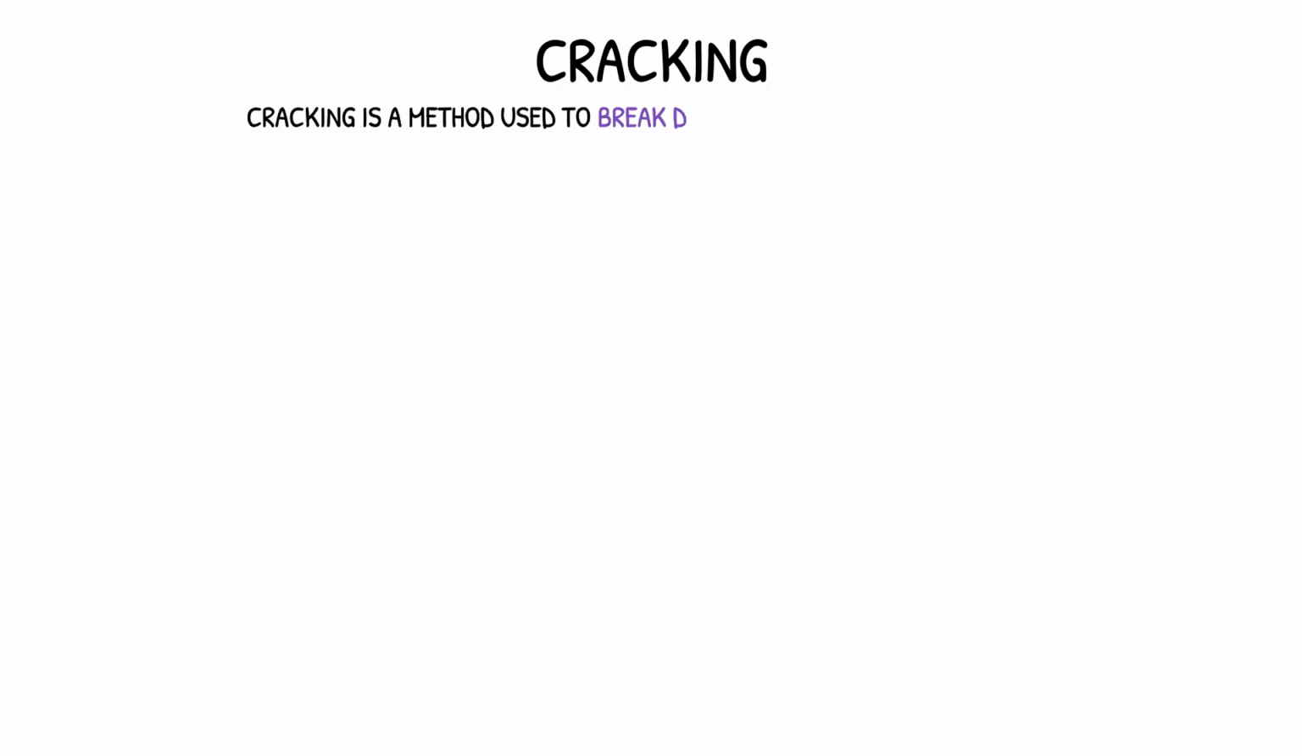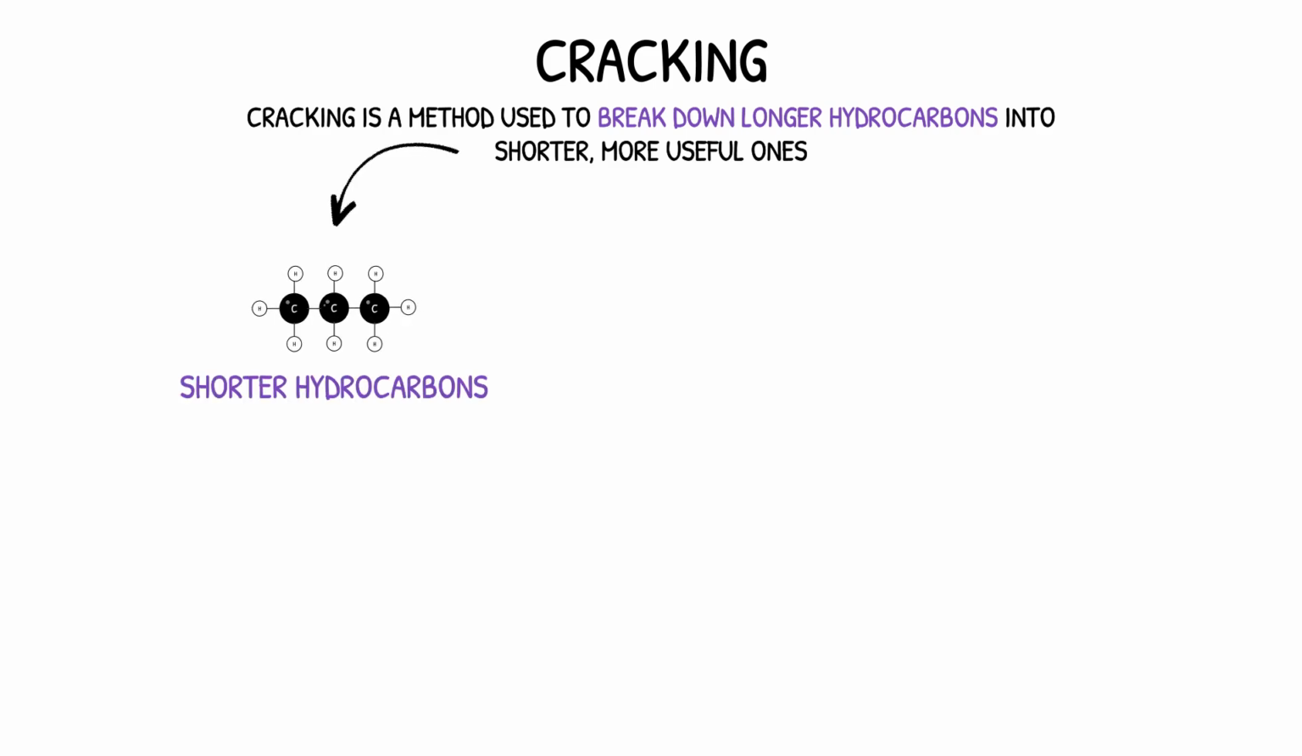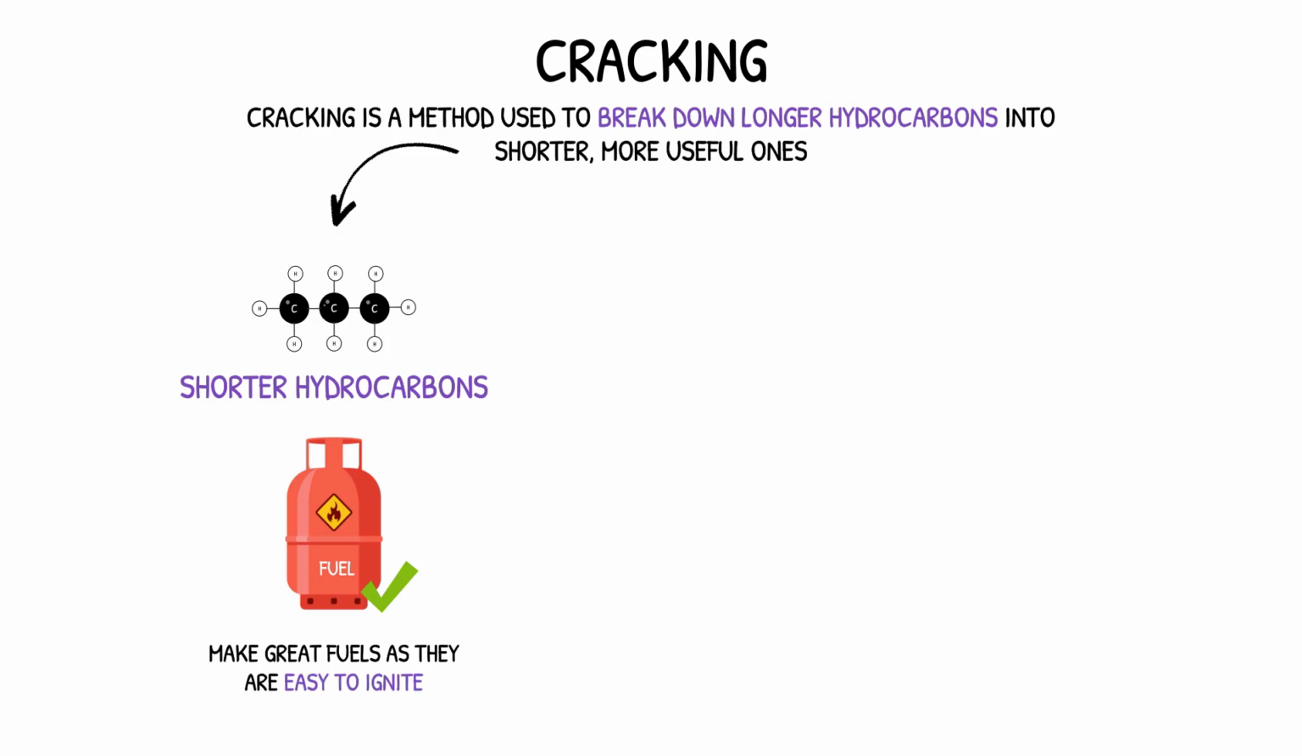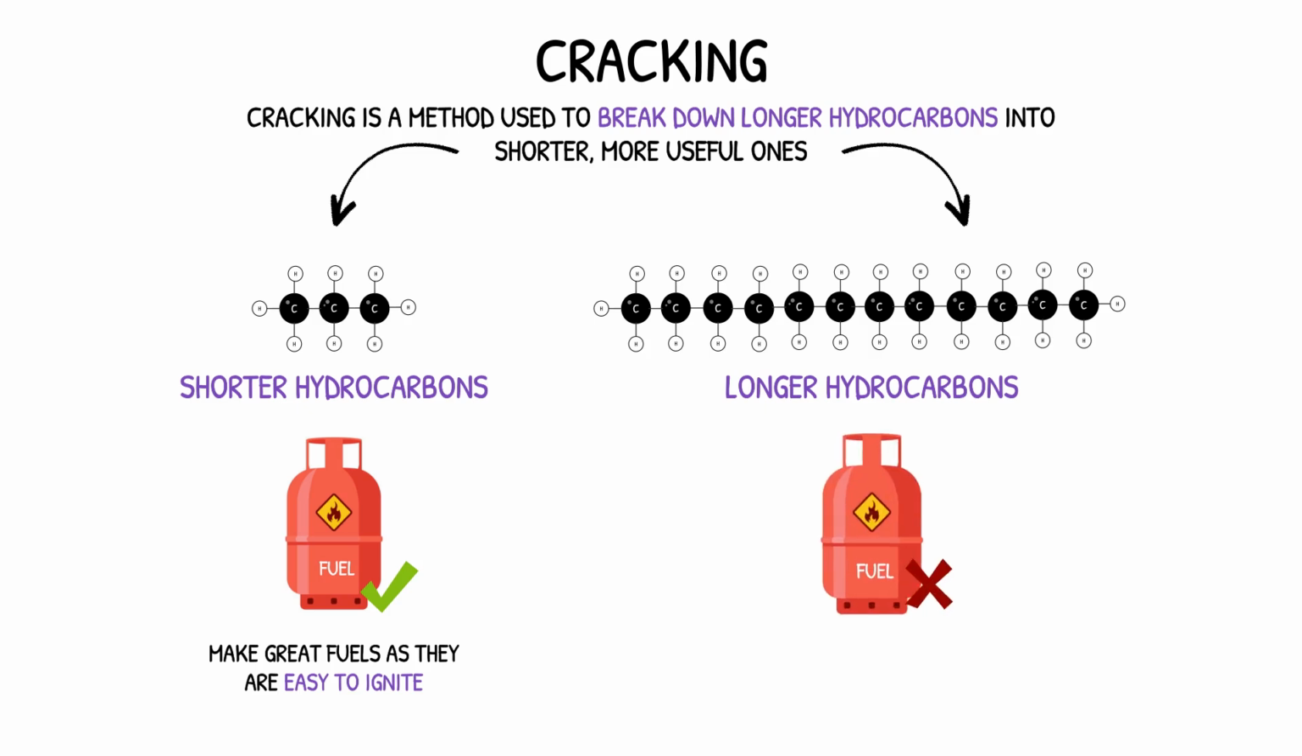Cracking is a chemical process used to break down long-chained alkanes into shorter, more useful hydrocarbons. Shorter hydrocarbons make much better fuels because they have lower boiling points and so are much easier to ignite, in comparison to longer hydrocarbons that are much harder to ignite and therefore not as useful as fuels.